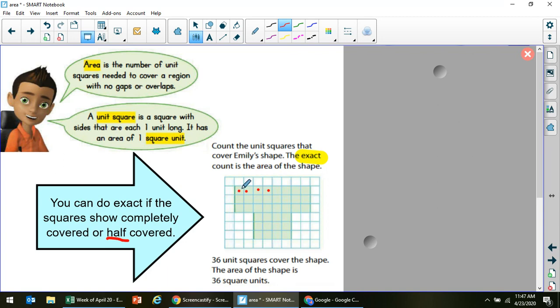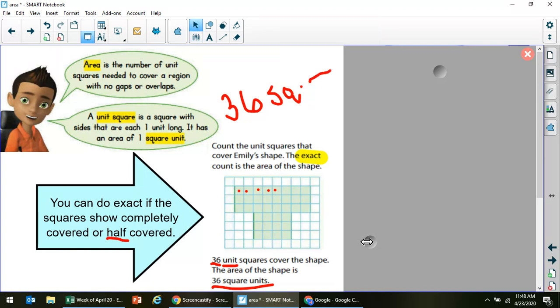Now, if I kept counting 1, 2, 3, 4, 5, and continue to count all of my squares, then I would know that I have exactly 36 units covered, meaning my answer would be 36 square units. Remember, 36 square units. Sometimes you might write it as 36, and instead of writing the complete square, I like to do SQ, and then I put the little dot, and then I would write the word units. Okay?